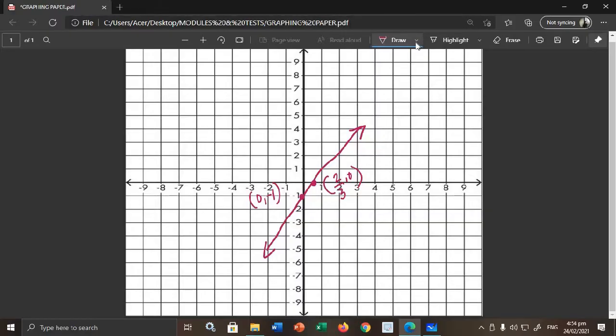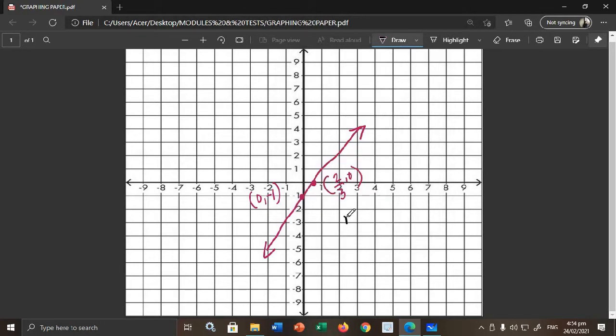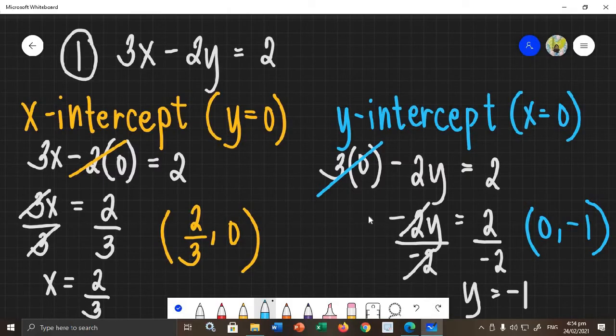So, lagyan na lang natin. So, this is the graph of 3x minus 2y equals 2. So, that is how you graph our first given.